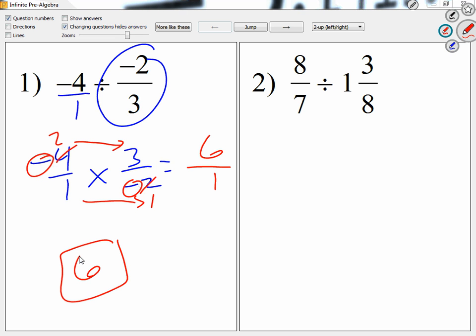I'm saying multiplication, you multiply straight. Right? Simplify first, then multiply straight. But division, change it to multiplication and flip the second fraction.